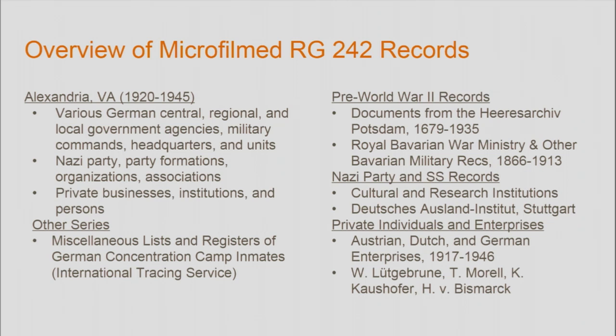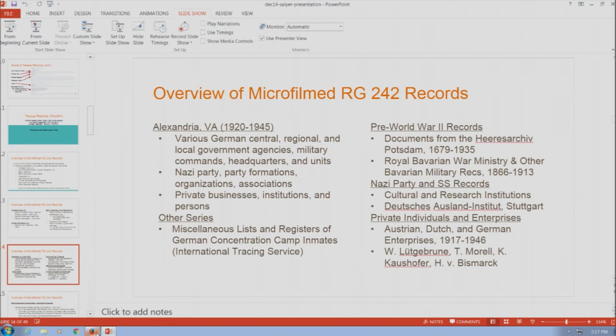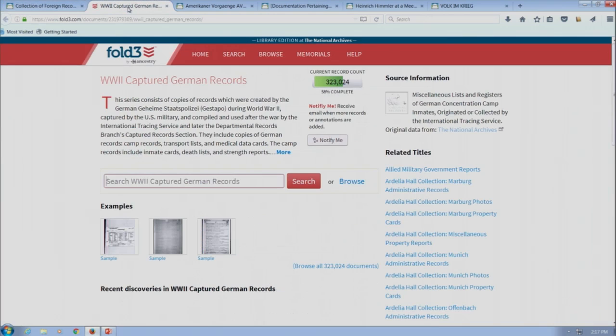One thing I wanted to point out to you is that although many of these records are only available in microfilm right now, there are a lot of digital records. And one of those, this miscellaneous lists and registers of German concentration camp inmates, the list was compiled by the International Tracing Service, and the Archives has a copy of the series, but it's also available to you to look at online through Fold3, which is an ancestry company. They're in the process of digitizing the series now. So I can show you an example of what some of those documents look like.